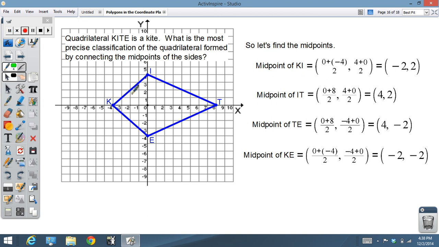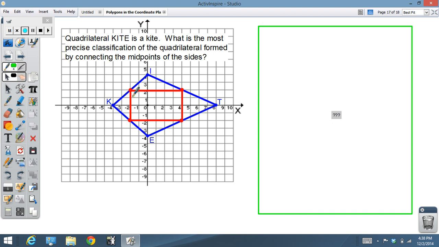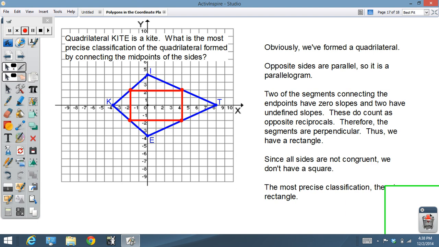Okay. So, finding the midpoints of the sides, let's put a couple dots there. Midpoint of KI is at -2, 2. Midpoint of IT is at 4, 2. Midpoint of TE is at 4, -2. And the midpoint of KE, -2, -2. And as we connect the dots, we find that the shape formed by connecting the 4 midpoints looks like that. And I'm hoping that you're able to see that right now.